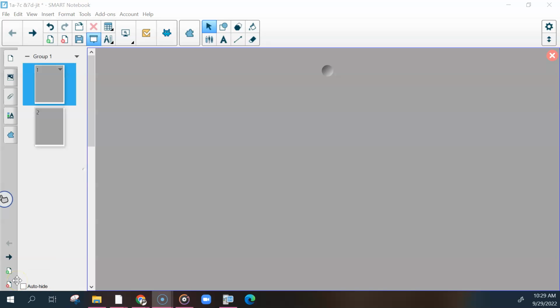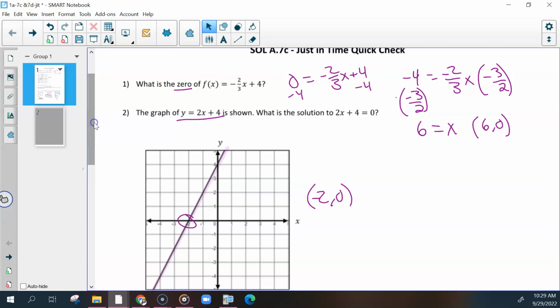So with this, I'm just going to show you the work and the answers, and then if you have questions about it, we can talk through those. I think this is 7C.